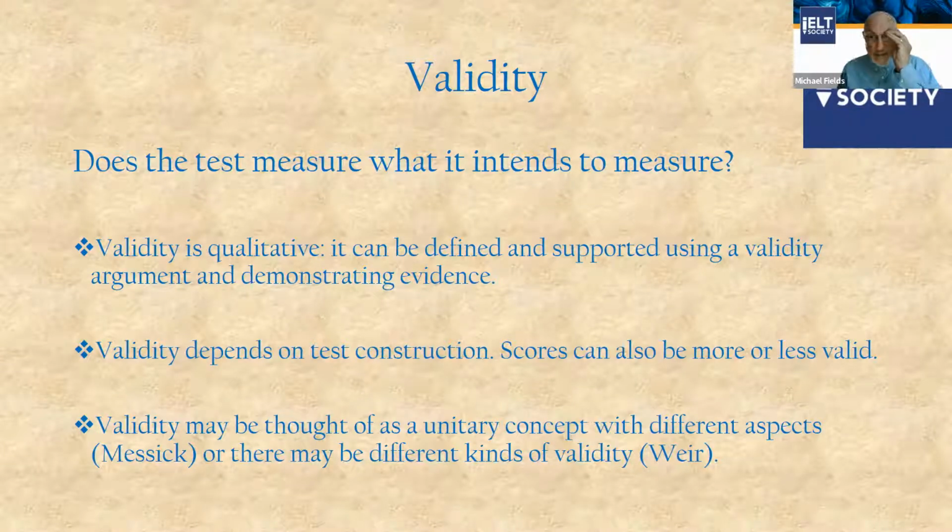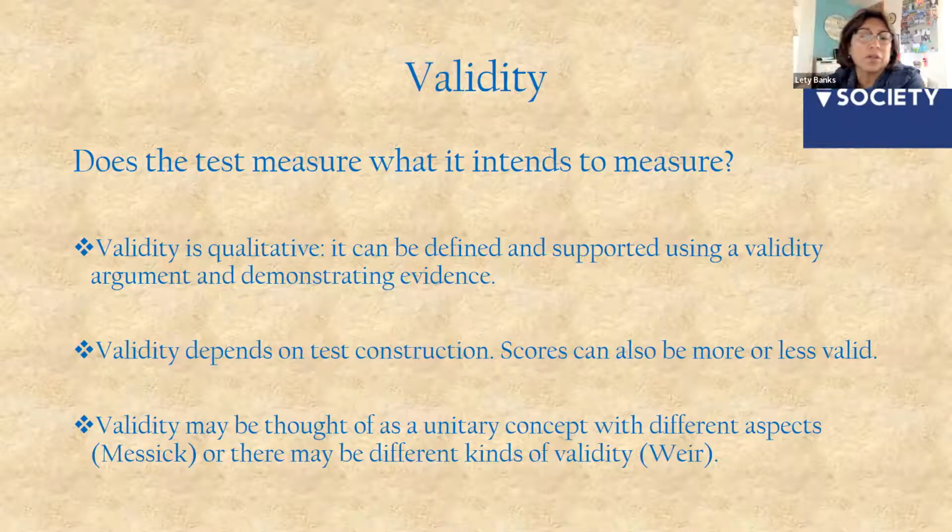People like Cyril Weir in the UK made a very different kind of argument, that there are actually different kinds of validity. And sometimes we call it a checklist. What Cyril Weir proposed is that there is a checklist, so that construct validity, content validity, criterion validity, and cognitive validity would be qualitatively different things, completely separate, and that we could measure each of these individually.